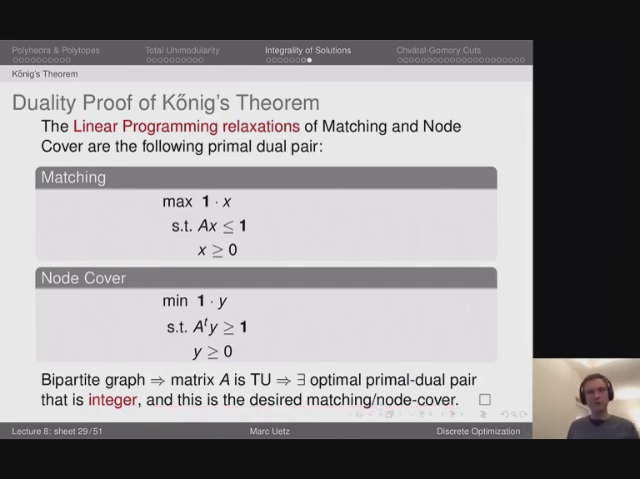And remember, this is not true for non-bipartite graphs. We have seen an example which is given by this triangle. In the triangle, we can select at most one of the edges in the matching problem, and for the node cover problem, we will have to select two of the endpoints. So there we have a gap. All right, so this is already a little bit of the consequences of all the theory that we have developed.